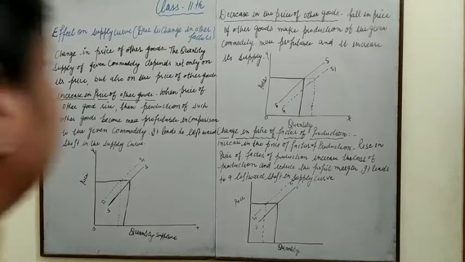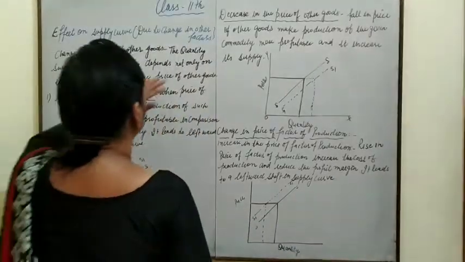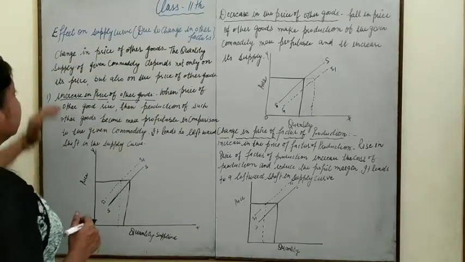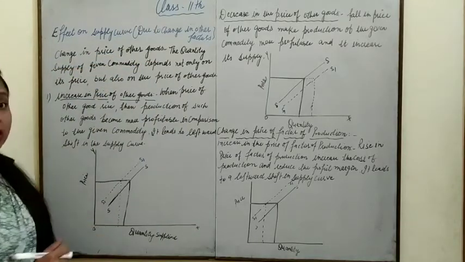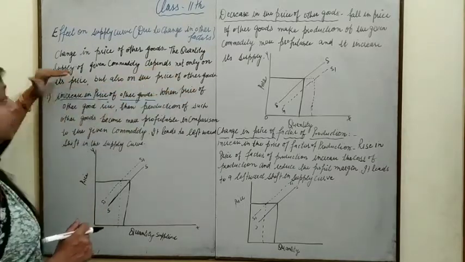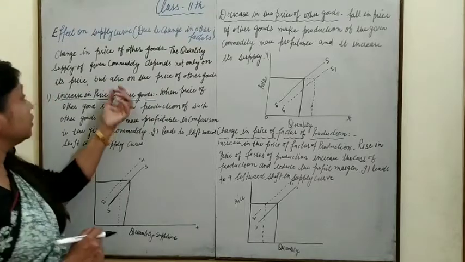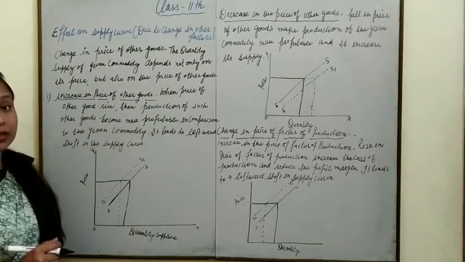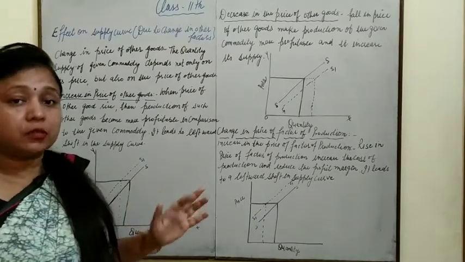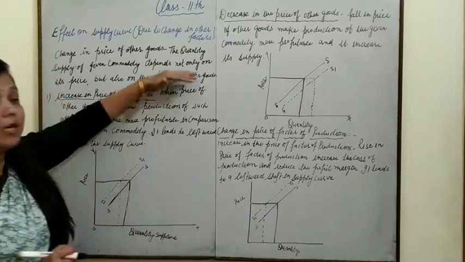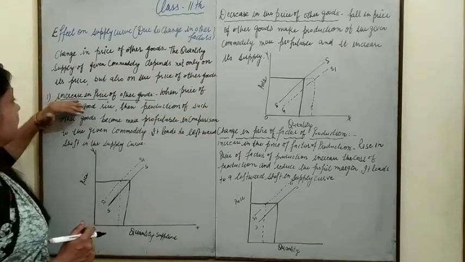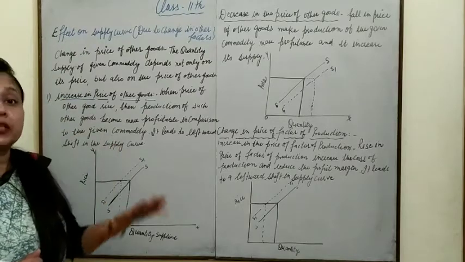Next is the effect on the supply curve due to change in other factors. Change in the price of other goods. The quantity supplied of a given commodity depends not only on its price but also on the price of other goods. The supply of any commodity does not depend only on the price of the same commodity, but the price of other goods also affects its supply. How? Now, increase in the price of other goods.